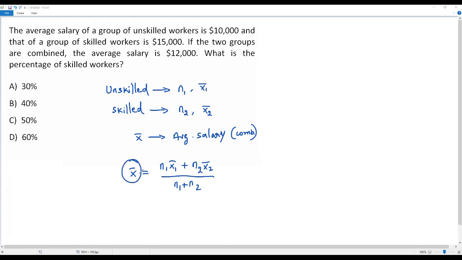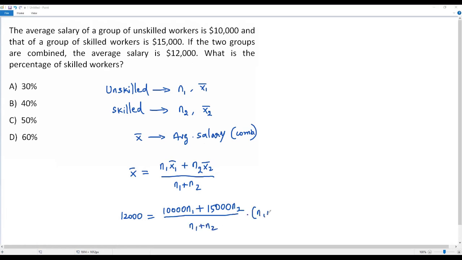We know that X bar represents the average salary when the two groups are combined. We have the value for this X bar, that is 12,000. Let's plug in 12,000 for X bar over here. That is 12,000 equals, and this X1 bar is the average salary of the group of unskilled workers. Its value is 10,000. When I plug in 10,000 for X1 bar, I am getting 10,000 times N1, and this X2 bar is the average salary of the group of skilled workers. Its value is 15,000. We can plug in 15,000 for X2 bar over here. Then I'm getting 15,000 times N2 divided by N1 plus N2.